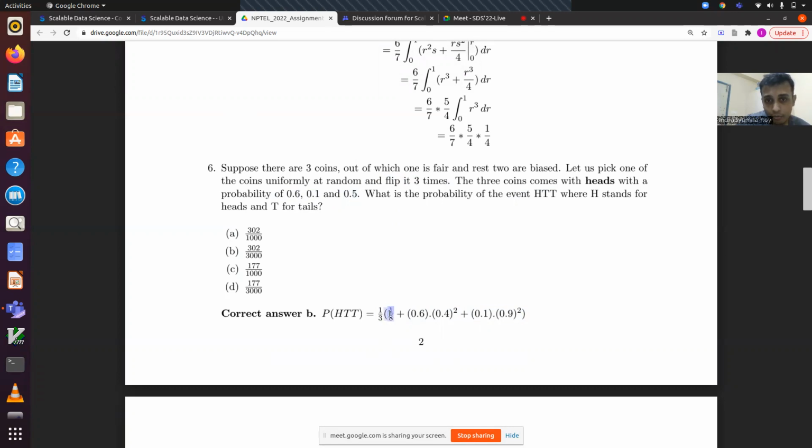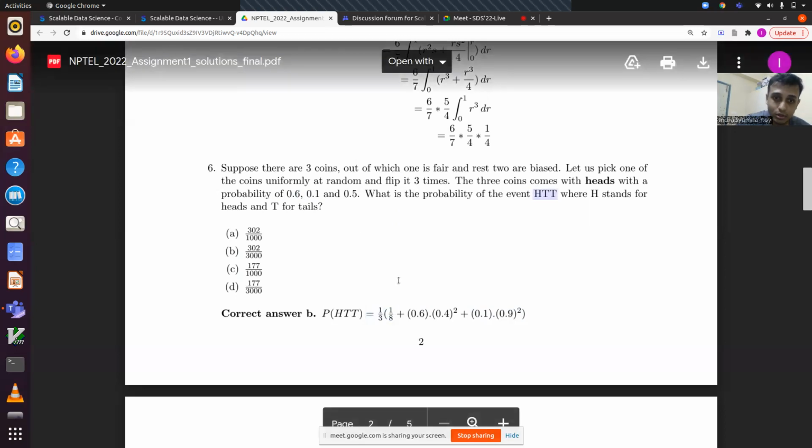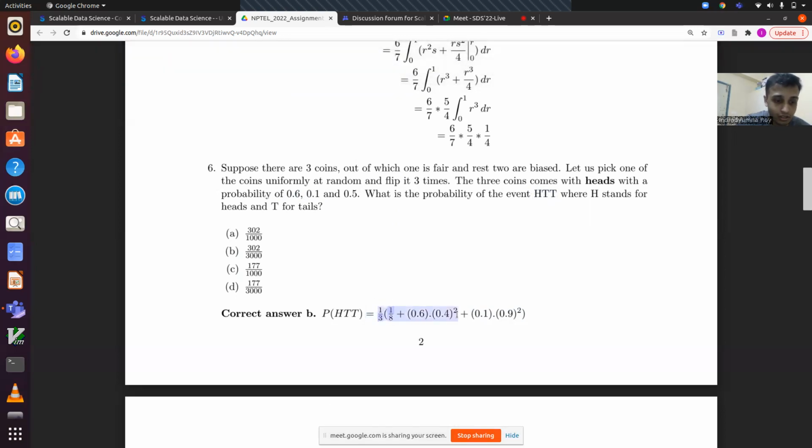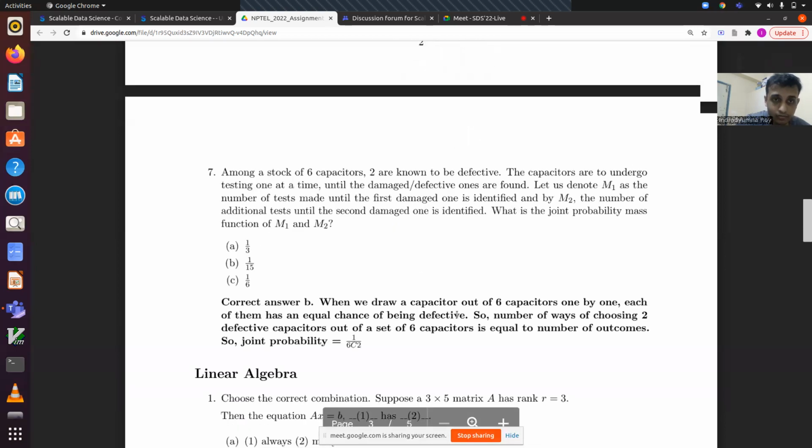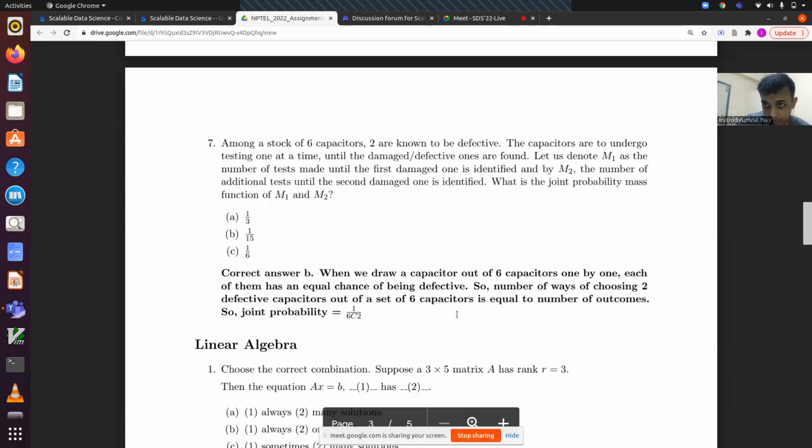So you pick any of these 3 coins at random with 1/3 probability each, and given each of those coins, you have this much probability of getting HTT. So this is the formula. If you solve it, you will get the answer. Clear? Okay. The next question is 7.